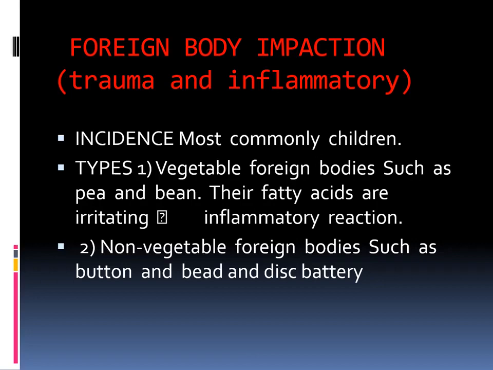Now we pass from congenital diseases to trauma. The first traumatic condition is foreign body insertion. Usually it happens in children, and it may be vegetable foreign bodies such as a pea or a bean, which has fatty acids and causes irritation, causing an inflammatory reaction, or non-vegetable foreign bodies such as a button, bead, and disc batteries. There are lots of kids we see in our clinics doing that.